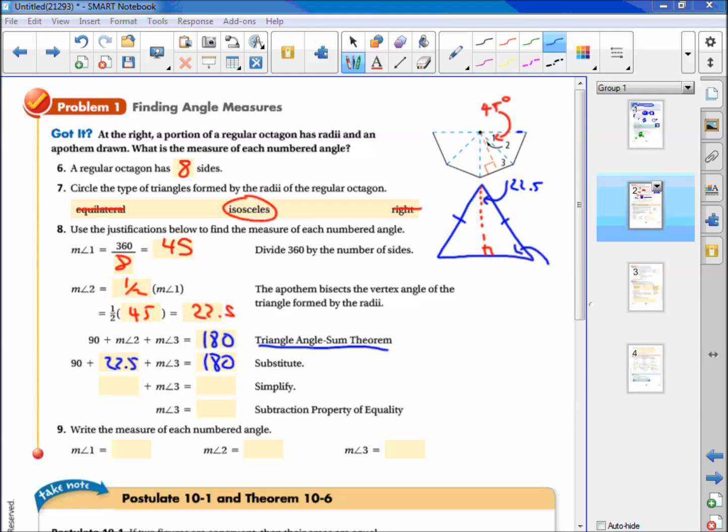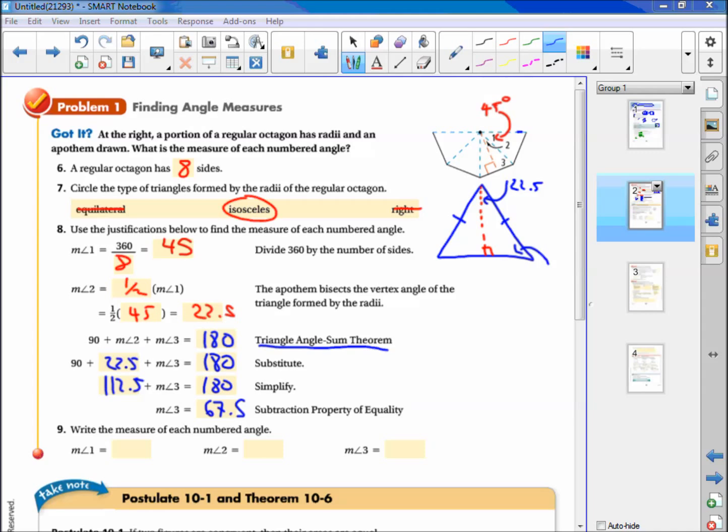Substituting it in, and then we can add these two together to make, what is that, 112.5? Still equal to 180. That's just simplifying the left side, so adding them together. And then we can subtract 112.5 from both sides, and we find out the measure of angle 3 is going to be 67.5. That's the subtraction property of equality. We're subtracting 112.5 from both sides.